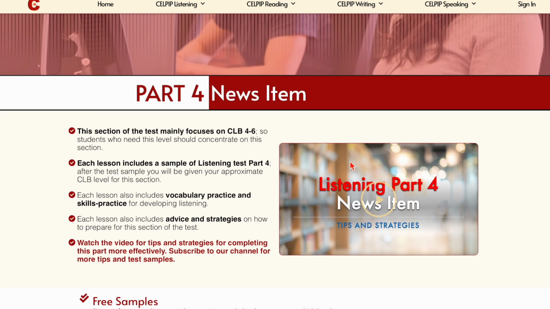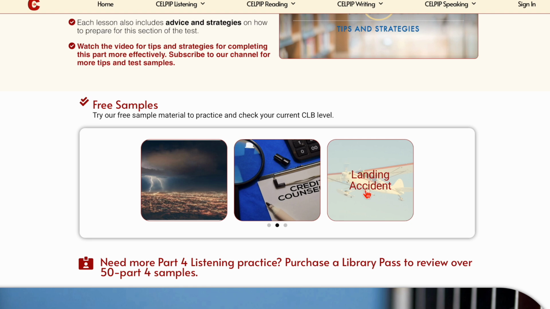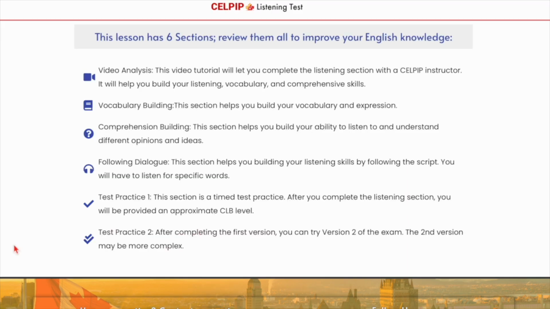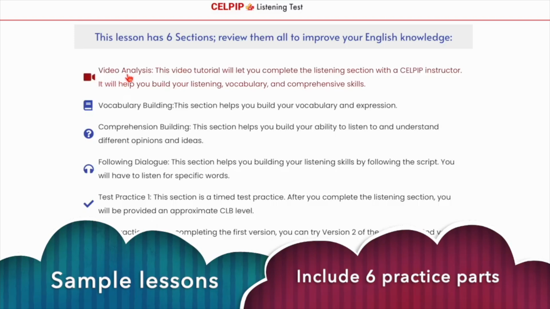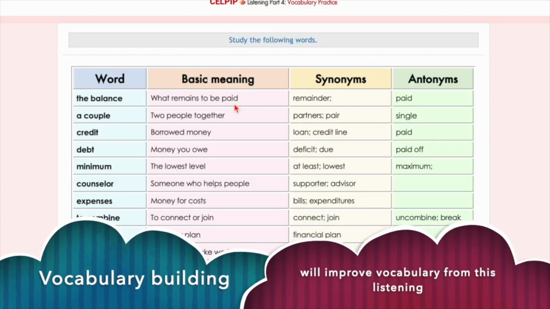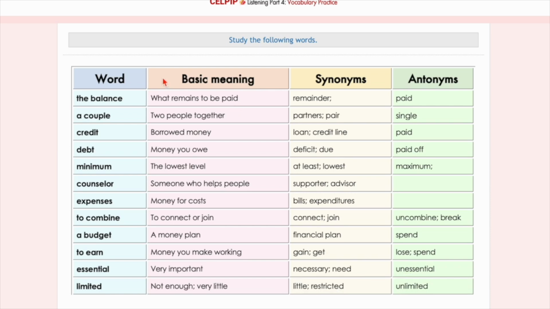So let's get to today's sample lesson, landing accident. Now here I am in the front page of this sample lesson, okay? And also I want to remind you about our sample lesson part 6 sections. We have the video which you're watching right now. Vocabulary building. Vocabulary building is great to improve your vocabulary. Now it'll point out some words from this listening that we heard, some words that you should know, their meanings, synonyms, antonyms. You should study those words.